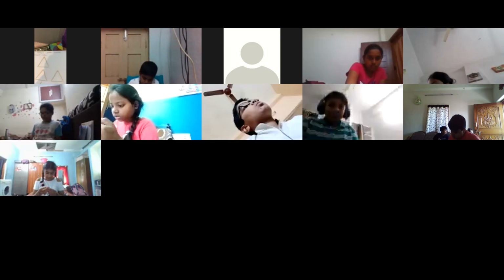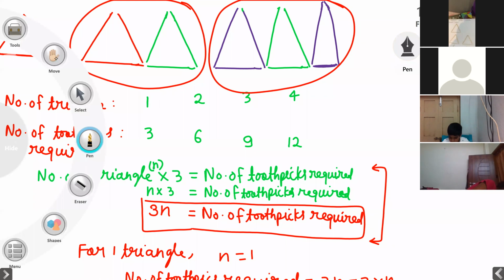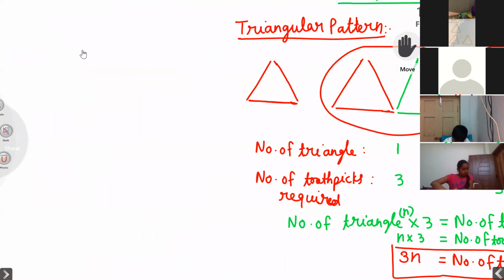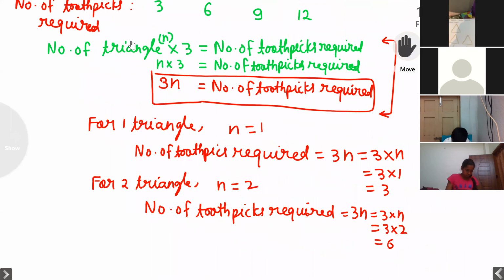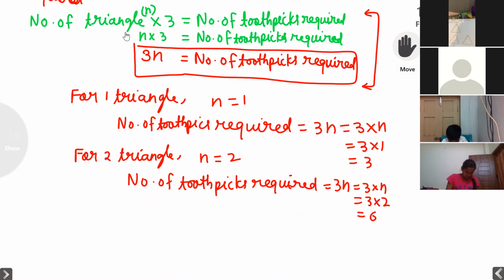Note down this formula. Number of triangles, n, into 3 equals number of toothpicks required. 3n is equal to number of toothpicks required.